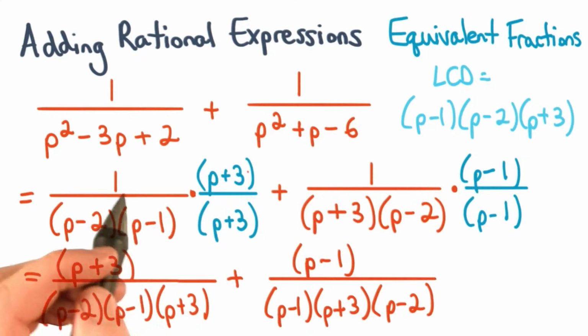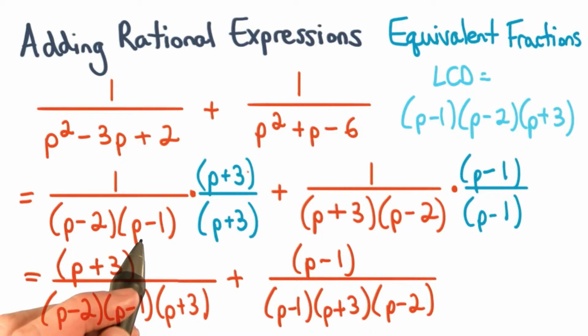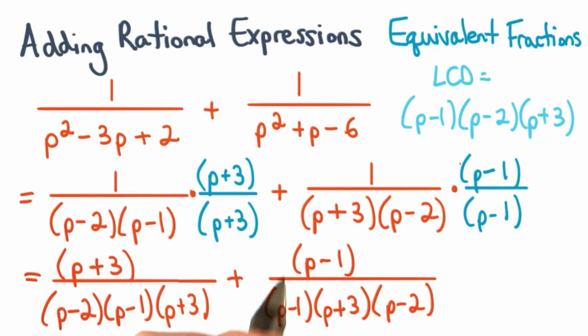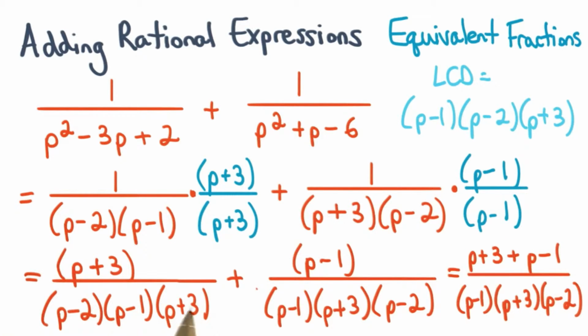Now we multiply these two numerators together and these two denominators together. This gives us our new first equivalent fraction. We do the same process for the second fraction to get this. These two denominators may look different, but they're really the same. We know the order of the factors doesn't matter because it's multiplication.